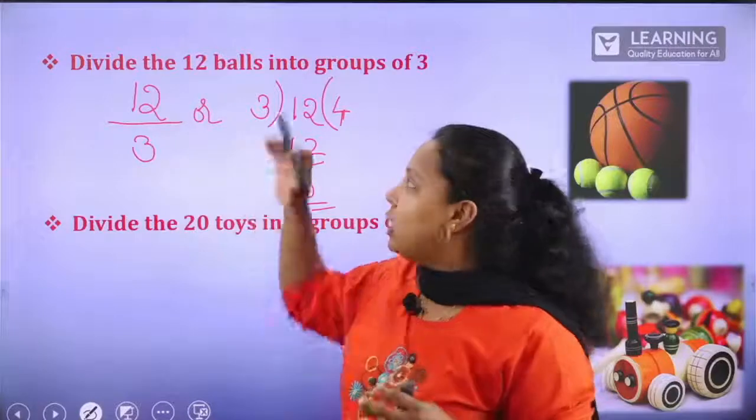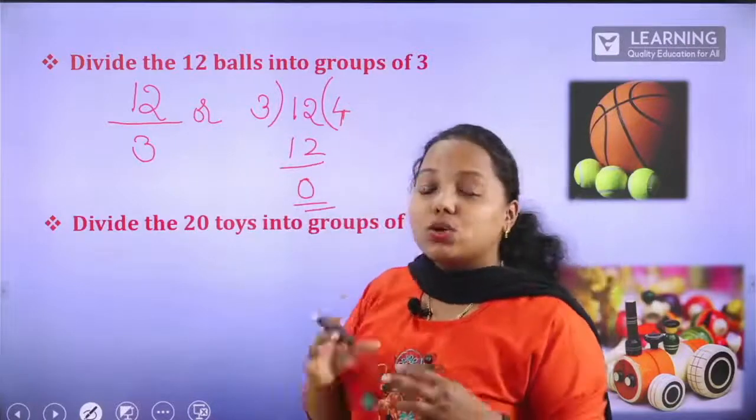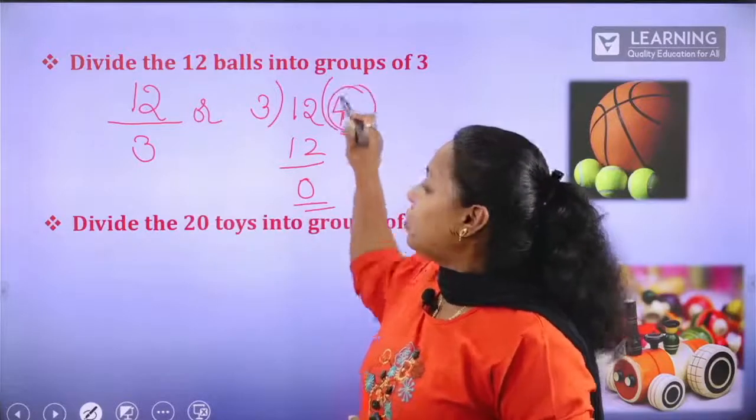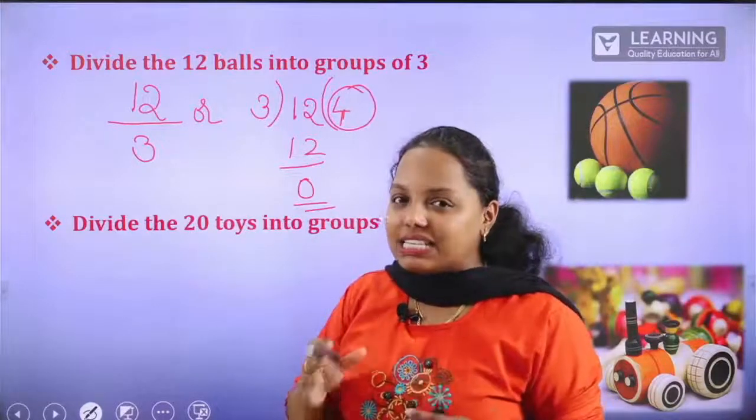So divide the 12 balls into group of 3. So how many balls do you get in each group? It is 4 over there. I hope you are able to understand this one.